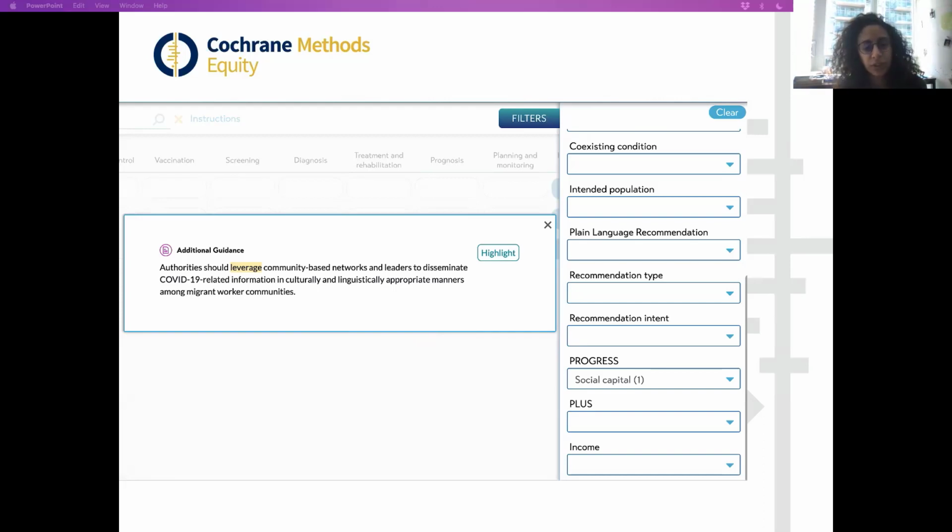So we chose here, for example, from Progress, the social capital criteria. And the additional guidance here for social capital is that authorities should leverage community-based networks and leaders to disseminate COVID-19 related information in culturally and linguistically appropriate manners among migrant worker communities.